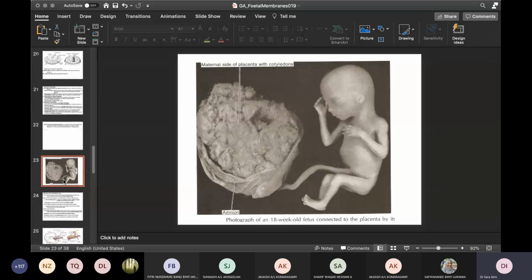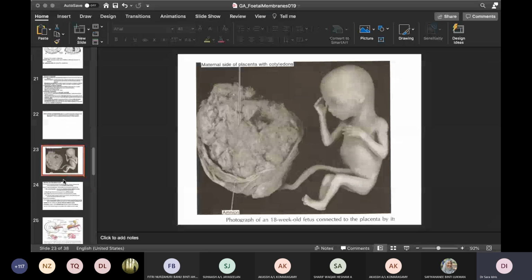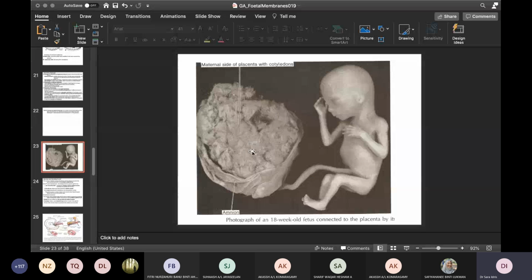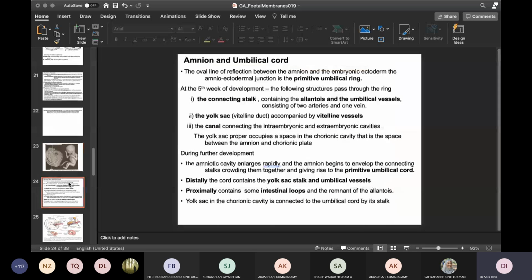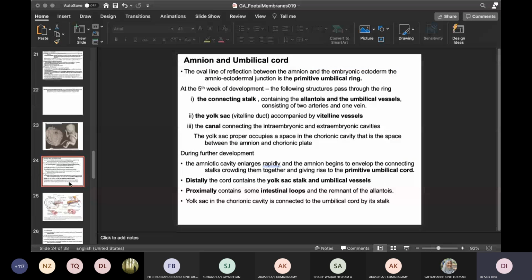Okay, so that is a photograph of the fetus and the placenta. You can see that here would be the cotyledons, the maternal side. Okay, it's all very bumpy, so you can see a lot of bulges to it.